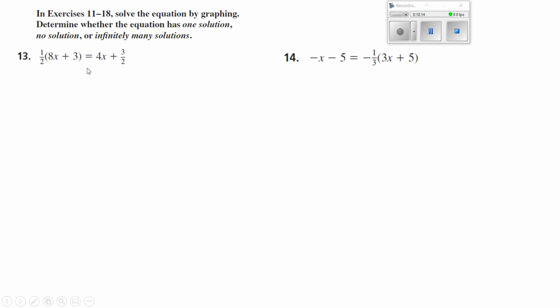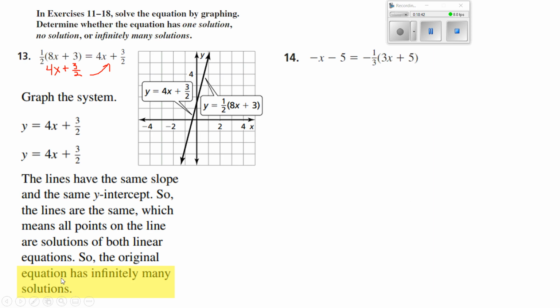So over here we're going to take this one, and really you don't have to do a lot here to solve it because this is 1/2 of 8, that's 4x. And now already we know that we have the same slope. And then we're going to take 1/2 times 3, and that's going to give us plus 3 over 2. Now we see we have identical formulas, right? Which means we're going to have infinitely many solutions. The equation has infinitely many solutions.